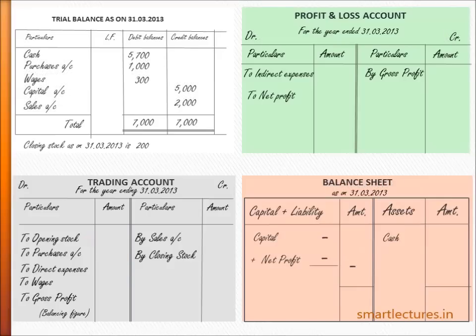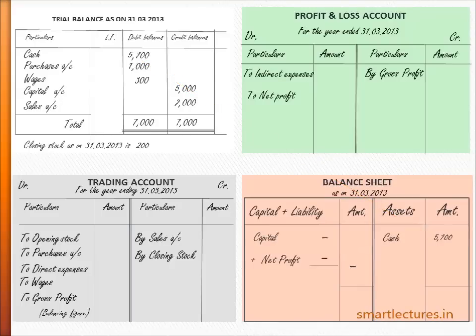Okay, let's start the final accounts. Number 1, the item of cash is 5,700. So where will it go? It will go to the debit side of balance sheet because this is the debit item. And debit side of balance sheet is asset side. So write down cash 5,700.